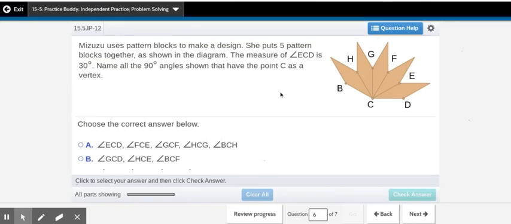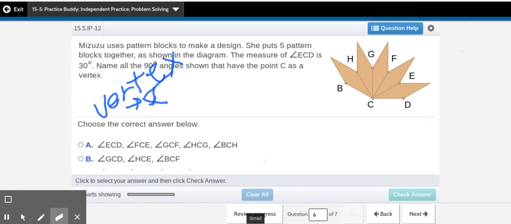Vertex, guys, is basically saying where's that angle going to hit. So it's like the middle angle. You see how like all of these have the C in the middle? That's the vertex. So it's like any part of an angle that is the actual angle. That is the vertex. So I'm going to go ahead and look for all of the 90 degrees. So that's what vertex means.